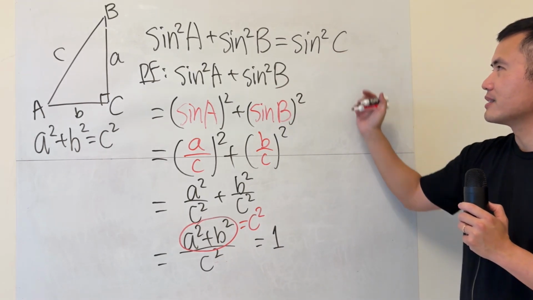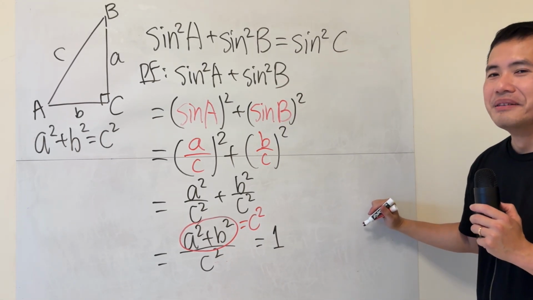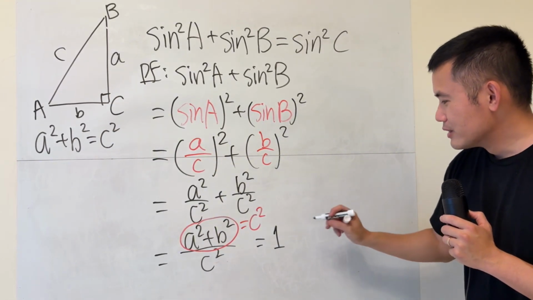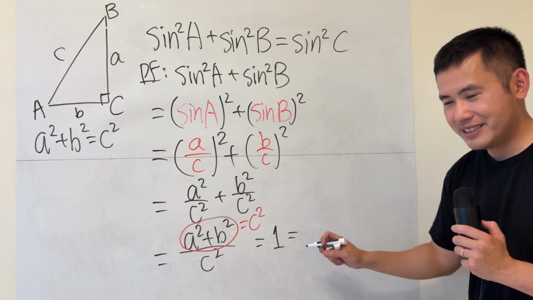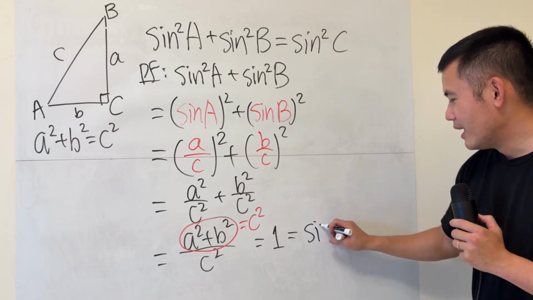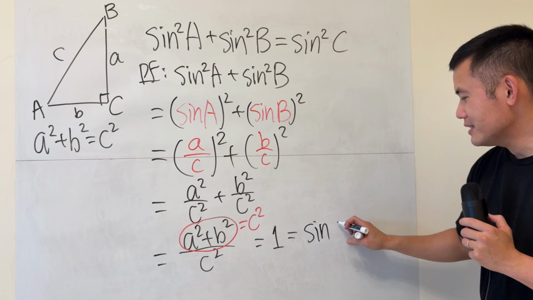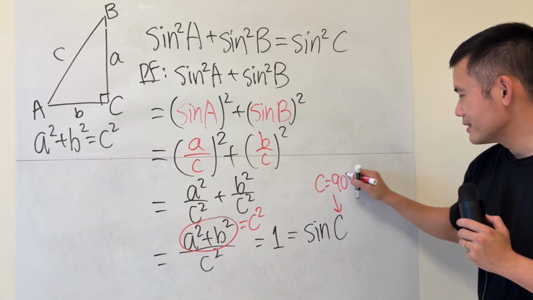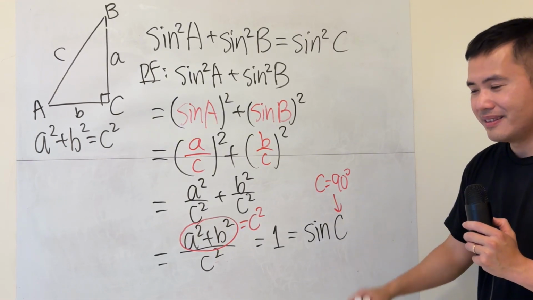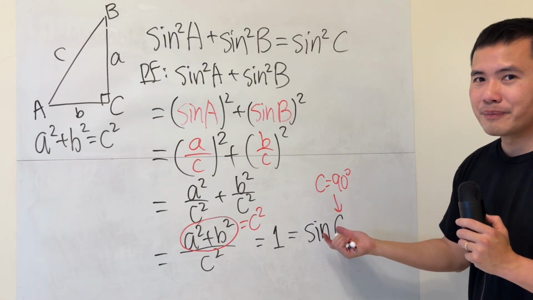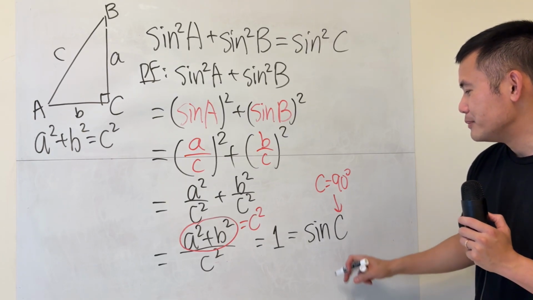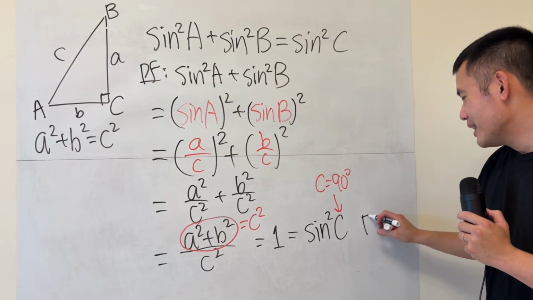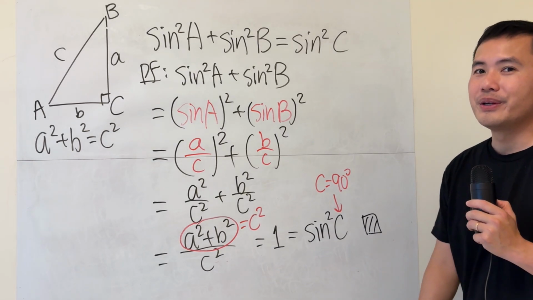Is this equal to sine squared C? Well, it is, because as I mentioned earlier, C is 90 degrees. So right here, I can purposely write this as sine of 90 degrees. I'm just going to indicate like this, C is equal to 90 degrees. And that is equal to 1. And of course, if you square that, that's still equal to 1. And I'm just going to put a square right here, just like this. I think this is very, very cool.